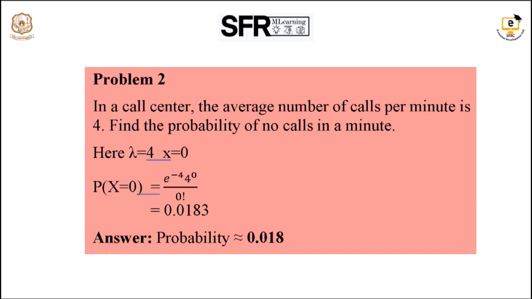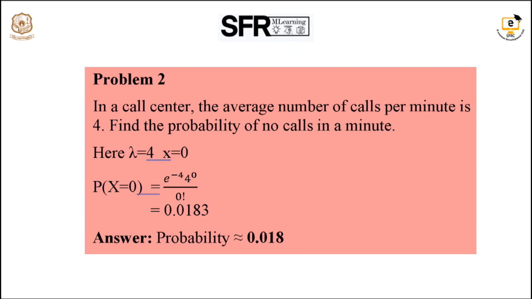The next problem is, in a call center, the average number of calls per minute is 4. Find the probability of no calls in a minute. So the number of occurrences is 4 and x equals 0. The probability formula is e power minus lambda, lambda power x by x factorial, hence e power minus 4, 4 power 0 by 0 factorial, which is equal to 0.0183.